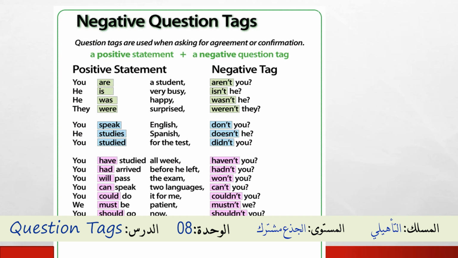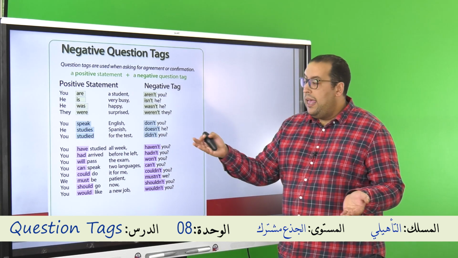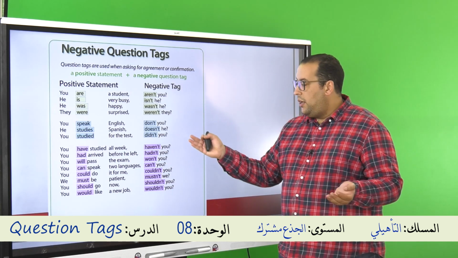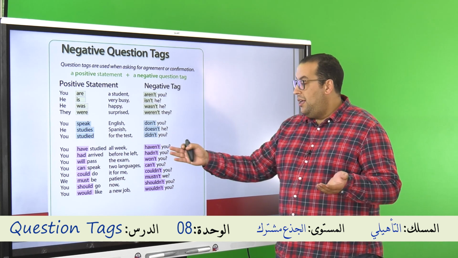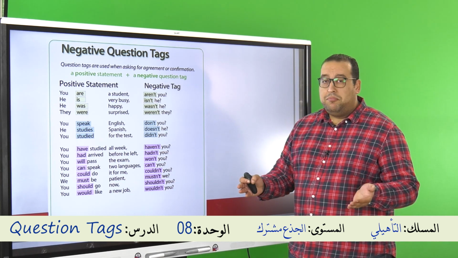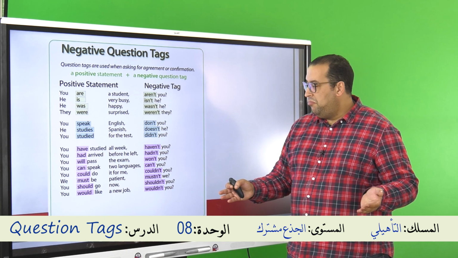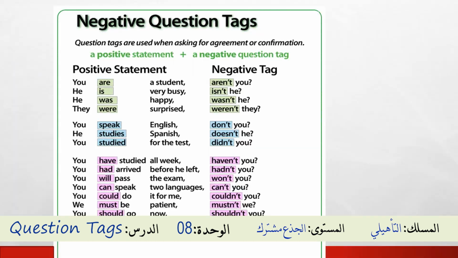Have takes the negative form, haven't. It's quite easy, I think. You had arrived before he left, hadn't you? So here we had the verb had, or the modal had, and in the question tag it becomes hadn't. Easy. Had, hadn't. Have, haven't.